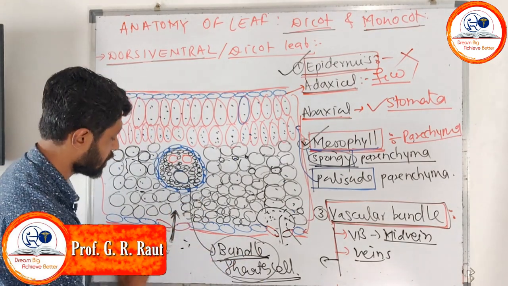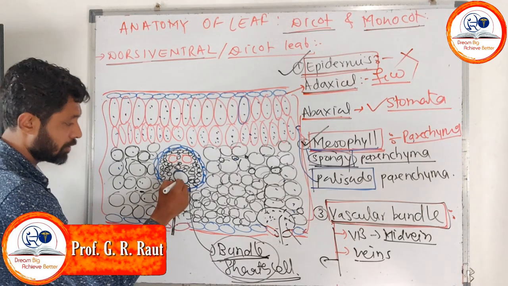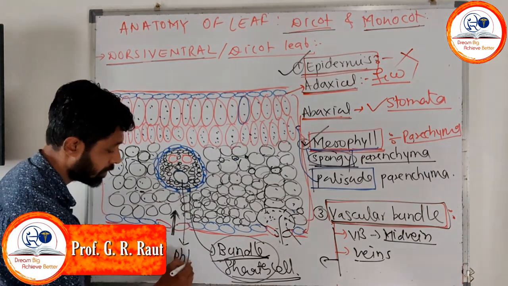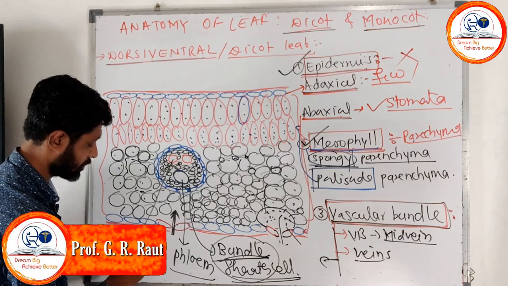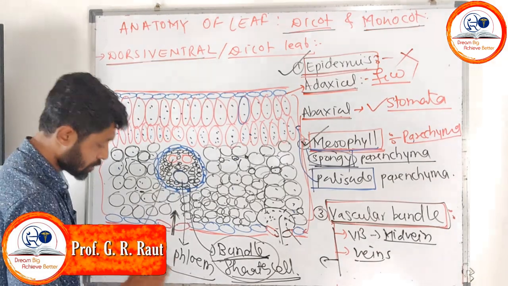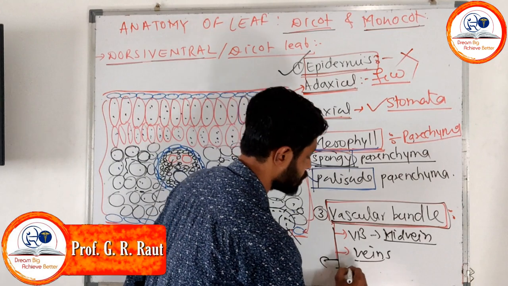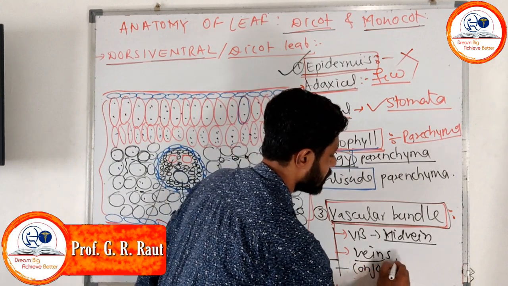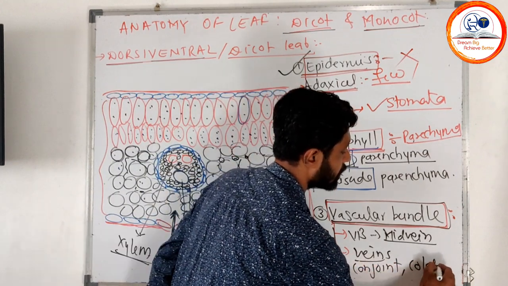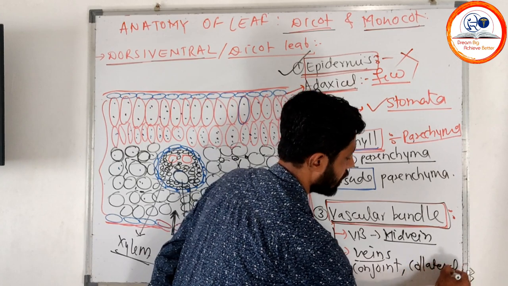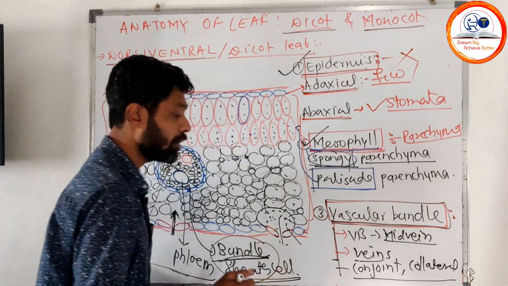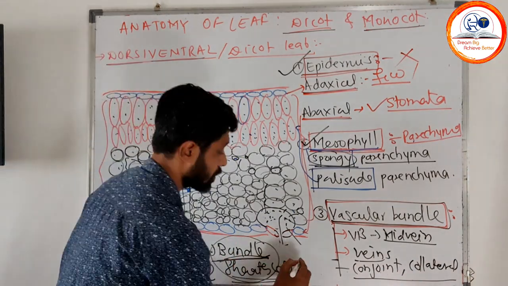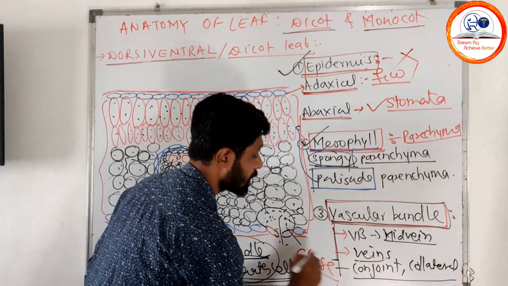In this vascular bundle, you will observe phloem toward the lower epidermis and xylem toward the upper epidermis. This type of vascular bundle is called conjoint, collateral, and definitely this vascular bundle is going to be a closed type of vascular bundle.